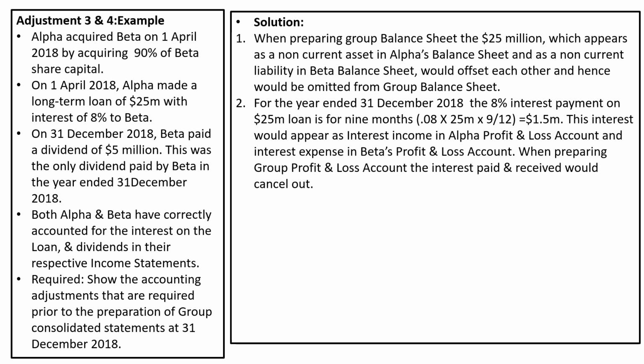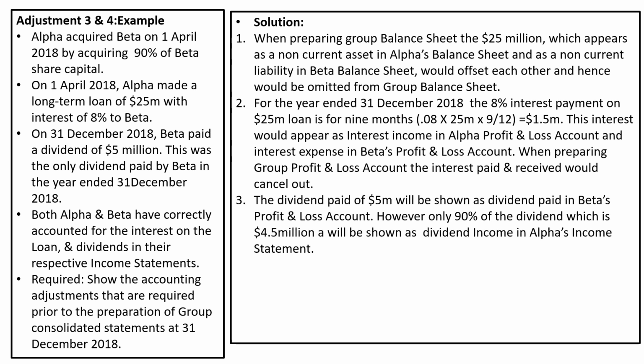which, according to the calculation, which is 8% times 25 million and proportionately 9/12 of the financial year, amounts to 1.5 million. This interest would appear as interest income in Alpha's profit and loss account and an interest expense in Beta's profit and loss account. When preparing group profit and loss account, the interest paid and received would cancel out.